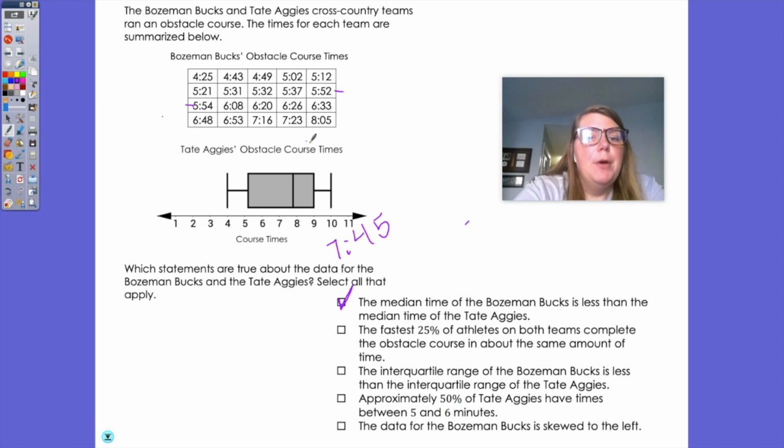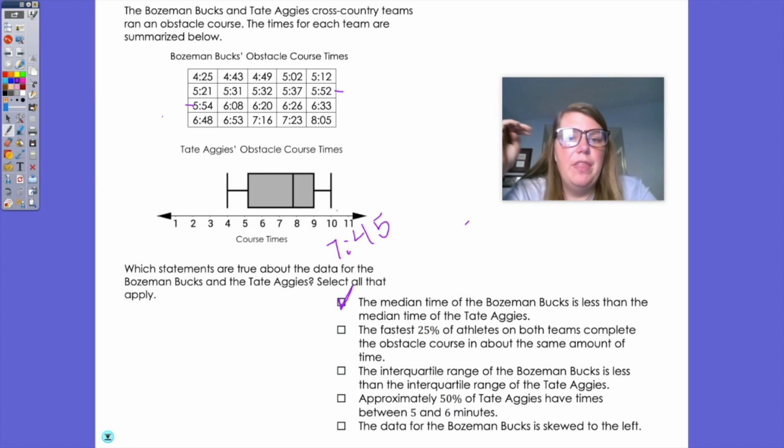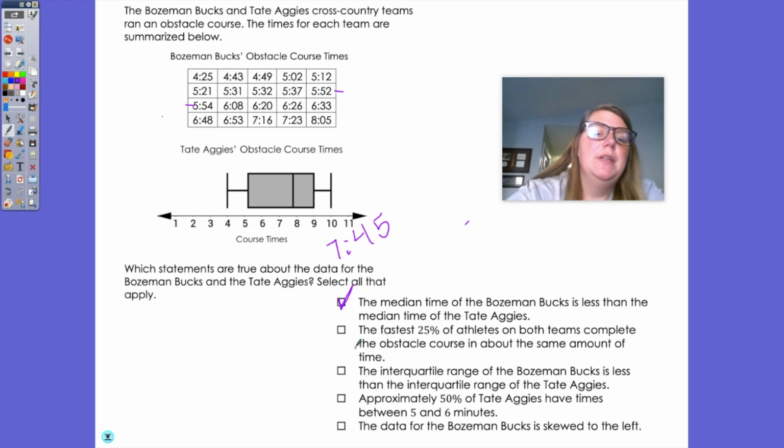So for the Bozeman Bucks, it was between 6:48 and 8:05. And for the Tate Aggies, it was between 9 and 10. So they were within about a minute. So I would definitely say that that's true. Oh, sorry, fastest. I messed up there. So not slowest, fastest, because we want to go faster than everybody else. So between 4 and 5, and between 4 and 5 for the Bozeman Bucks. So that one is true.